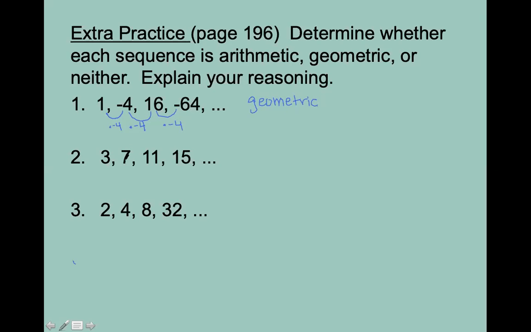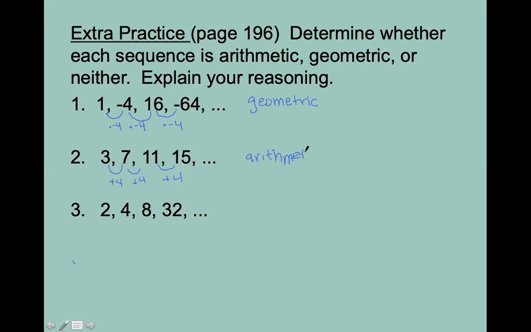All right, this time, not increasing very quickly. Can I multiply 3 by something to get 7? 7 times doesn't look like it. This looks more like I'm adding. Let's see, 3 plus 4 is 7. 7 plus 4 is 11. 11 plus 4 is 15. Since it's addition to get each next term, that makes it arithmetic.